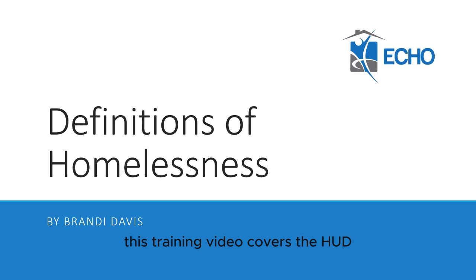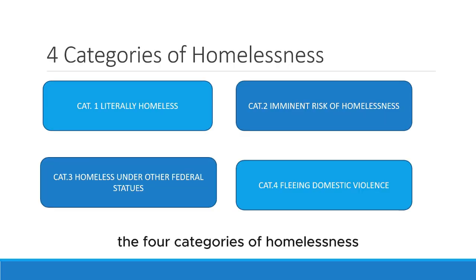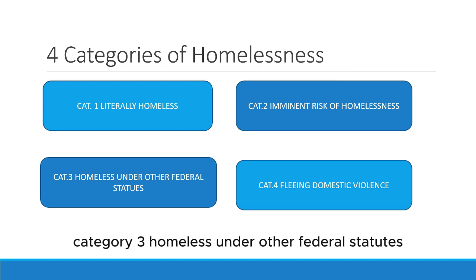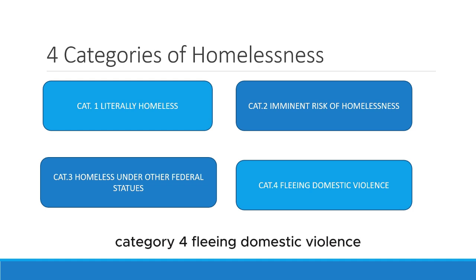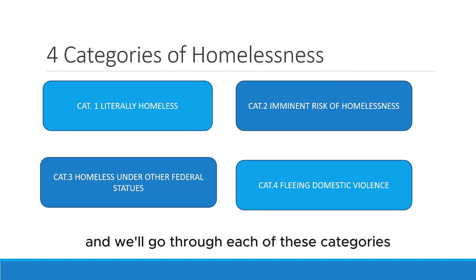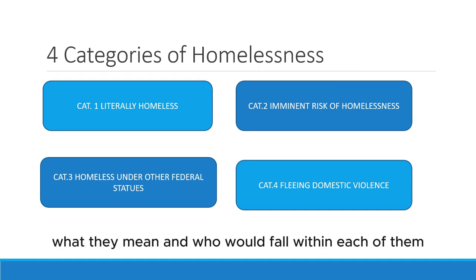This training video covers the HUD definitions of the four categories of homelessness. The four categories of homelessness via HUD are Category 1, literally homeless, Category 2, imminent risk of homelessness, Category 3, homeless under other federal statutes, Category 4, fleeing domestic violence. And we'll go through each of these categories, what they mean, and who would fall within each of them.